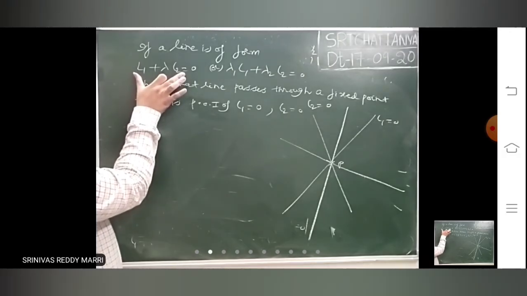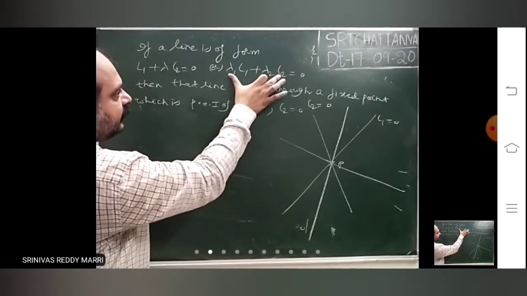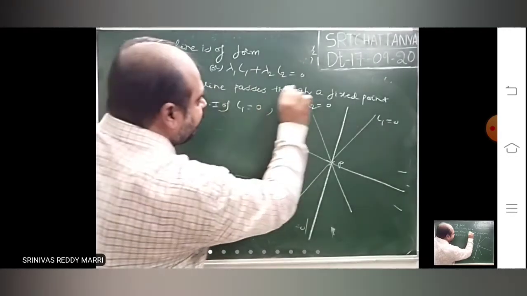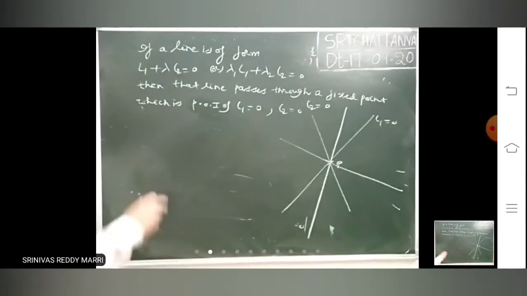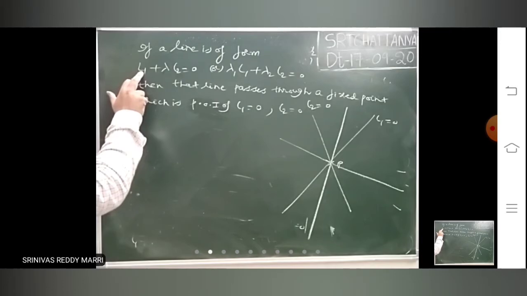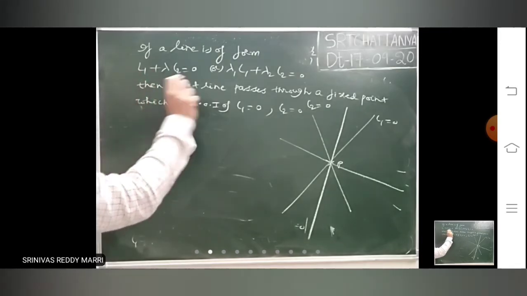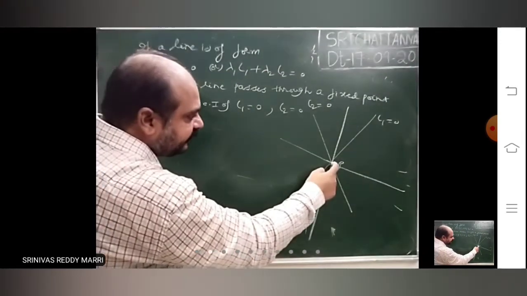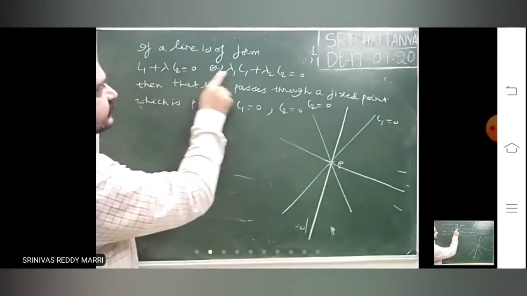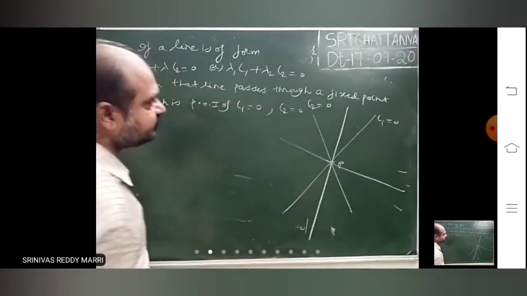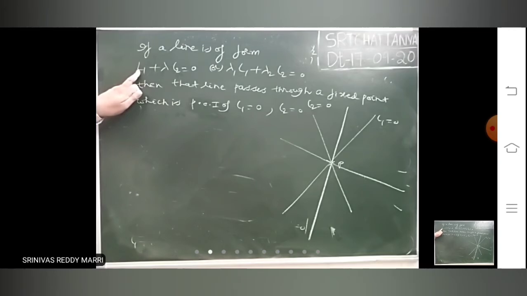If the line is given in this form or in this form, the line passes through a fixed point. If he asks for it, then write L1 equal to 0 and L2 equal to 0 and solve them. You will get the point of intersection. All such lines will pass through a fixed point, which is the point of intersection of L1 equal to 0 and L2 equal to 0. Look at the problem.